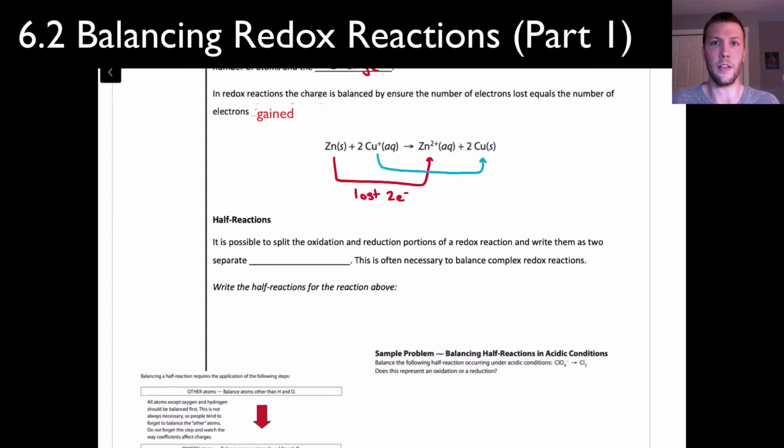Copper, on the other hand, goes from an oxidation state of +1 to its elemental form with an oxidation state of 0. So each copper gained 1 electron. So we have to put a coefficient of 2 here in front of the copper so that the number of electrons lost by zinc equals the number of electrons gained by copper.